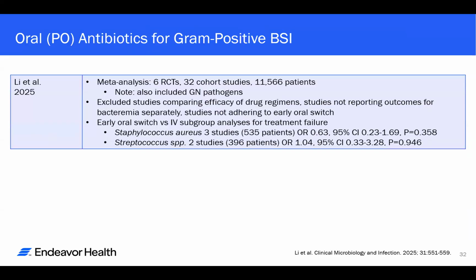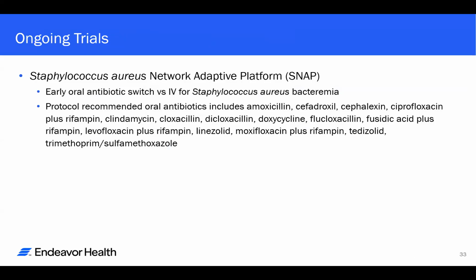We already talked about this study. This was the 6 randomized controlled trials and 32 cohort studies put together, but I wanted to pull out a couple of the endpoints that looked at gram-positive here. And so they did look at early oral switch versus IV subgroup analysis for both Staphylococcus and Streptococcus, and they found no difference between the groups there. So you can see they had 3 studies, a little over 500 patients in the Staph group, 2 studies, a little over 300 patients in the Strep group. So just a little bit more evidence of being okay to switch to PO in those scenarios.